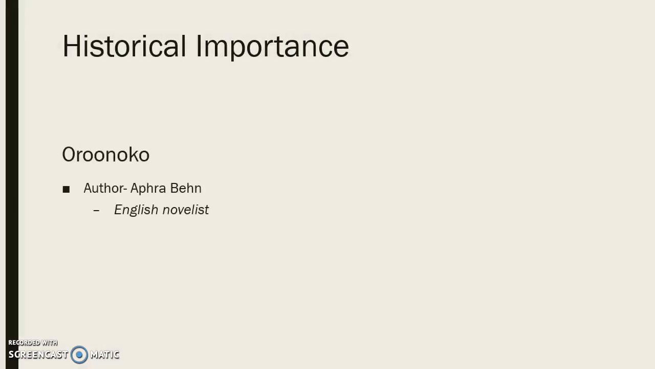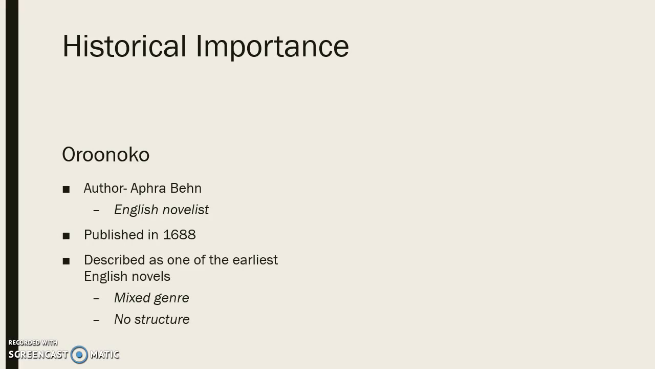Now, Oroonoko was written by Aphra Behn, who was a female English novelist. The book was published in 1688, and during this time it was one of the first novels, so there's a mixed genre as well as no structure.